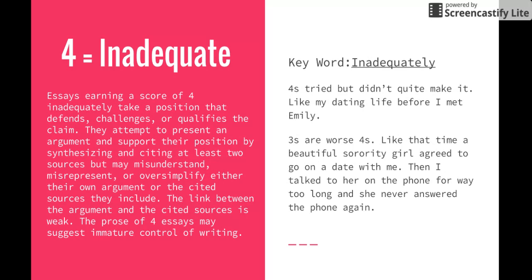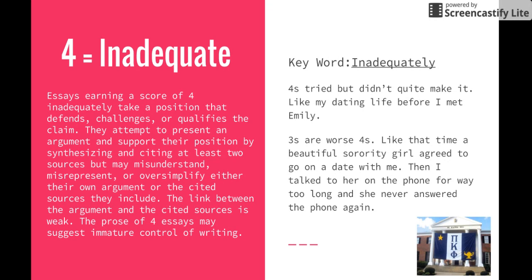And even worse than that is a 3. And that's kind of like that time there was this beautiful sorority girl, and she was like, yeah, I'll go on a date with you. And then I talked to her on the phone one night for way too long, and somehow she never picked up again, and that was the end of that story. Or was it? Only time will tell.